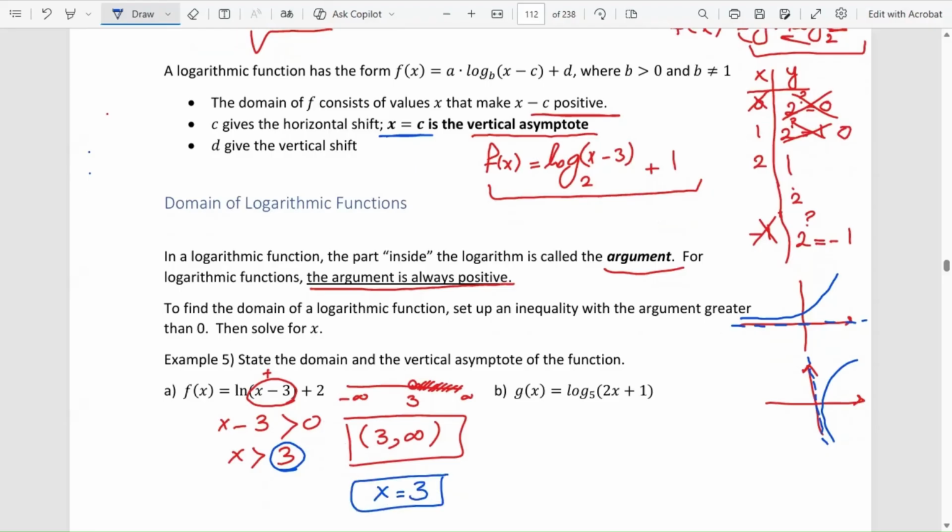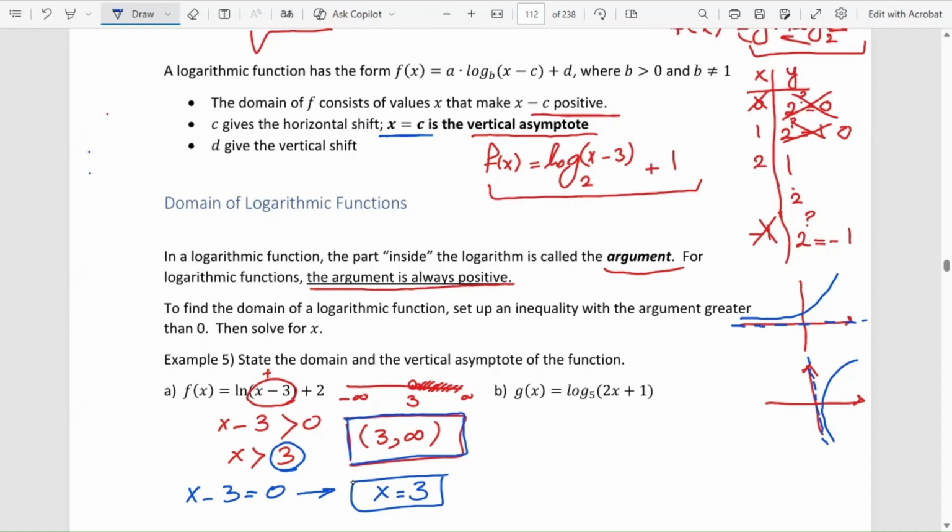Because x equals 3 in this function, if you replace the x by 3, you see that the argument 3 minus 3 gives you 0. And that is exactly where the asymptote is. So if you set it equal to 0, that is the asymptote.